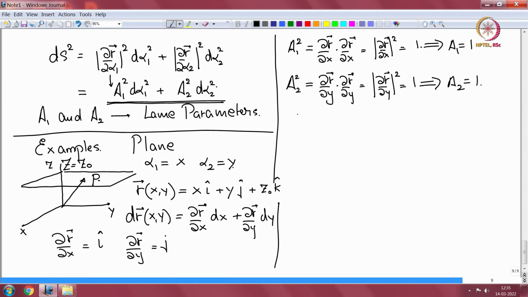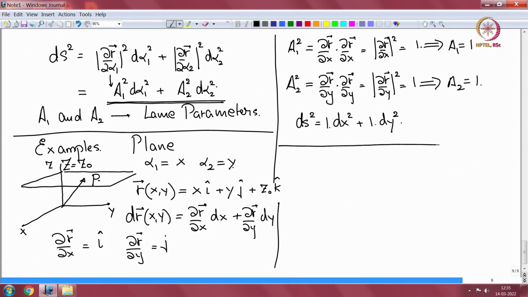So what is my fundamental form? ds square, which is dx squared, there is a 1 here, plus 1 dy squared, for a simple plane.